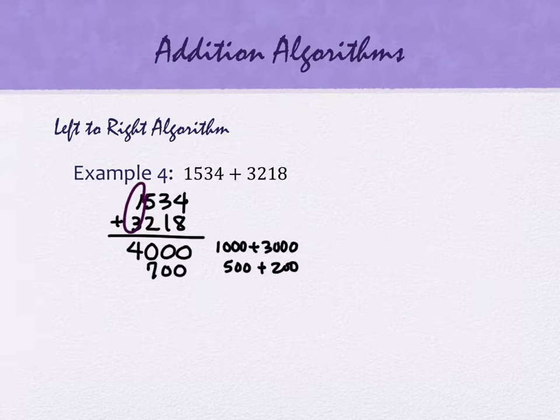Okay, then we're going to move to the tens column. This is 30 plus 10, which is 40. And then you have the ones column. Again, we're moving left to right, which is much more natural for us. And 4 plus 8 is 12.